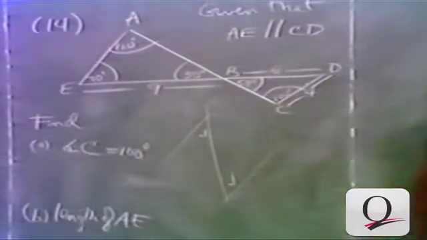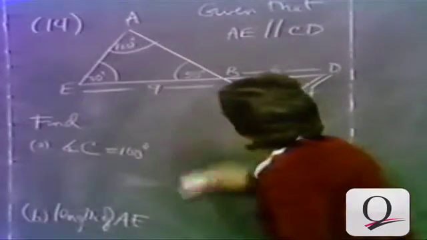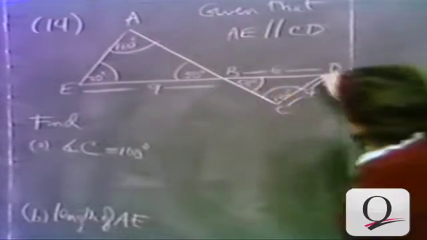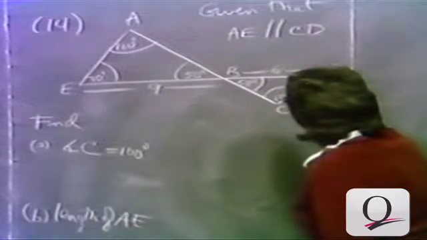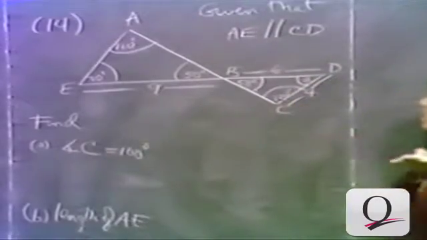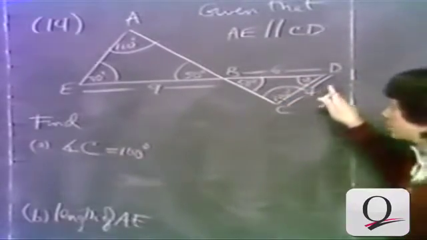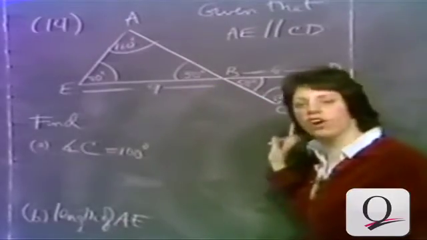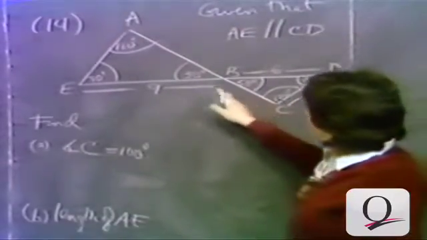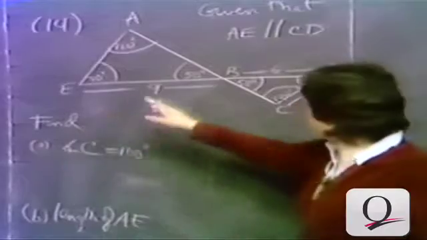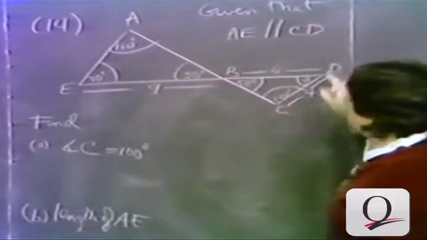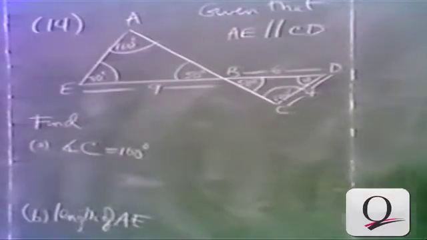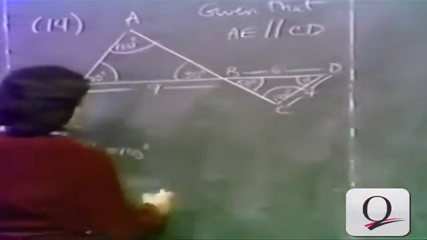Now, since this is 100 degrees, this is 50 degrees, this must be 30 degrees since the angles have to add up to 180 degrees. Furthermore, what this tells us is that these two triangles are similar. Triangle ABE is similar to triangle BCD because we have 3 angles in one equal to 3 angles in the other. Now we want to find the length of AE.